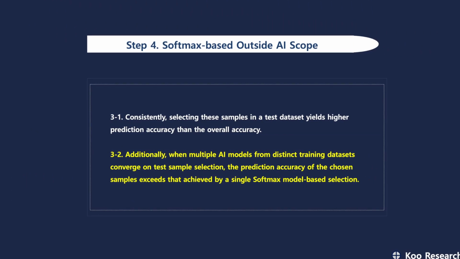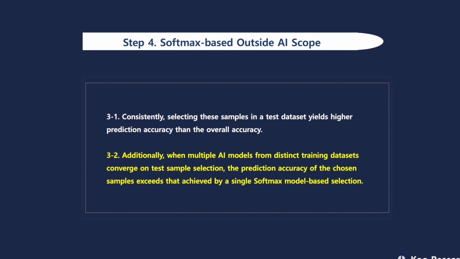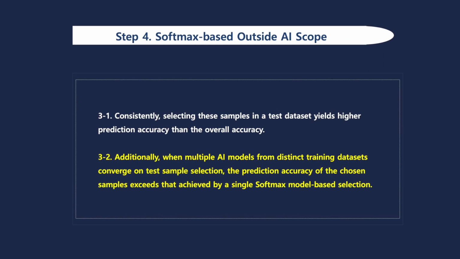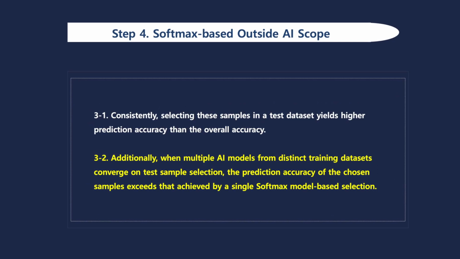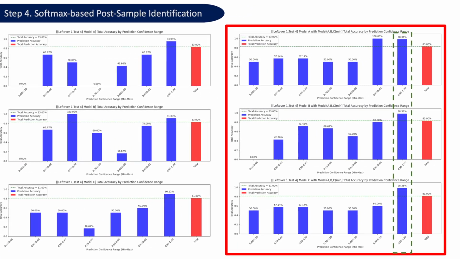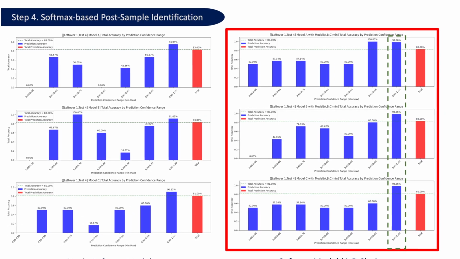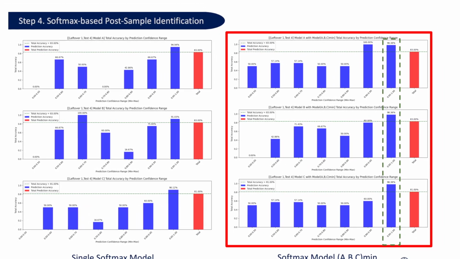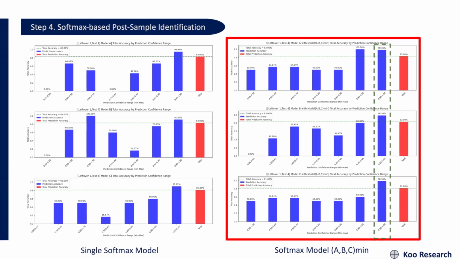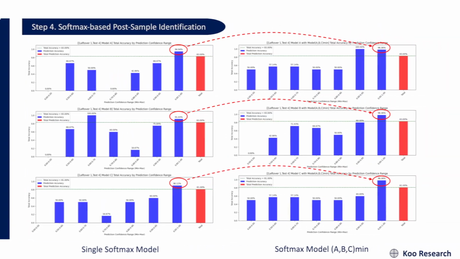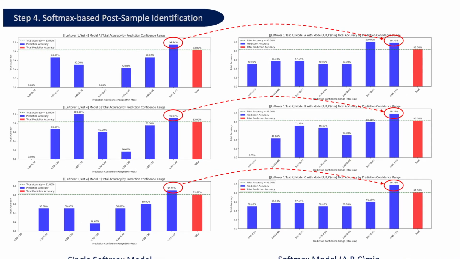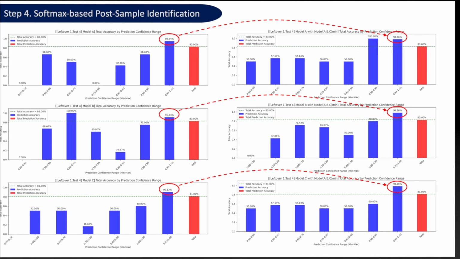3-2. Additionally, when multiple AI models from distinct training datasets converge on test sample selection, the prediction accuracy of the chosen samples exceeds that achieved by a single softmax model-based selection. The graph displays prediction accuracy across different softmax confidence ranges for 3 models. Particularly, the blue bars within the green box, 0.95 or higher, signify higher accuracy than the overall. When comparing prediction accuracy between the single softmax model and the lowest value among the 3 models, the latter outperforms the single model.